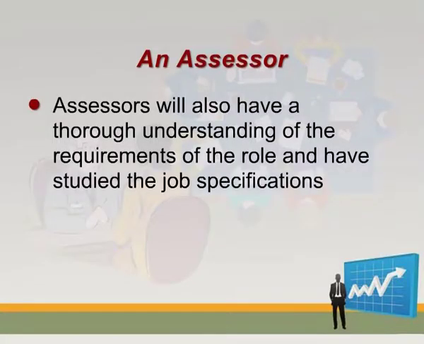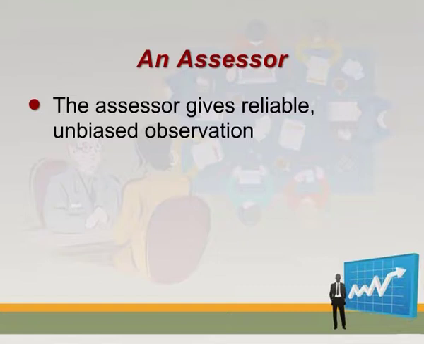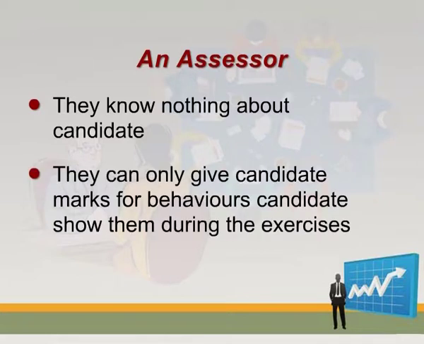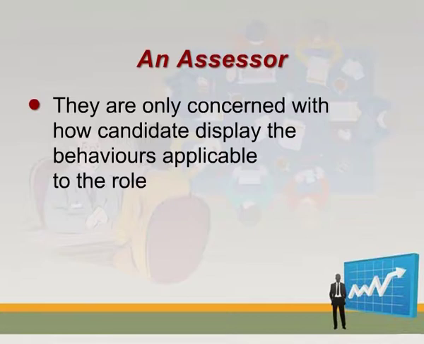Assessors will also have a thorough understanding of the requirements of the role and have studied the job specifications. This information is used to identify the list of competencies and a detailed description of each competency. This helps to ensure consistency among the assessors when scoring the candidates. The assessor gives reliable, unbiased observation, as they know nothing about the candidate. They can only give marks for behaviors candidates show them during the exercises. They are only concerned with how candidates display the behaviors applicable to the role.